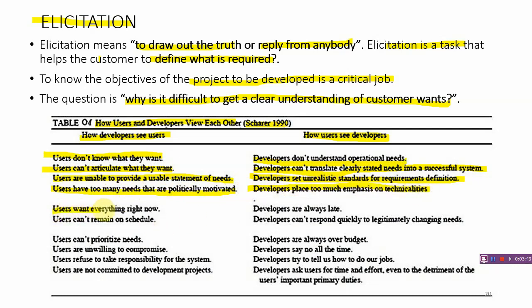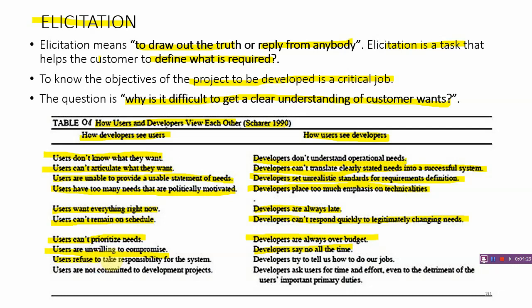Developer thinks that users want everything right now, and users think that developers are always late. Developer thinks users can't remain on schedule, wherein users think that developers can't respond quickly to legitimately changing needs. The developer thinks that users can't prioritize needs, whereas users think that developers are always over budget. Developer thinks that users are unwilling to compromise, whereas users think that developers say no all the time.